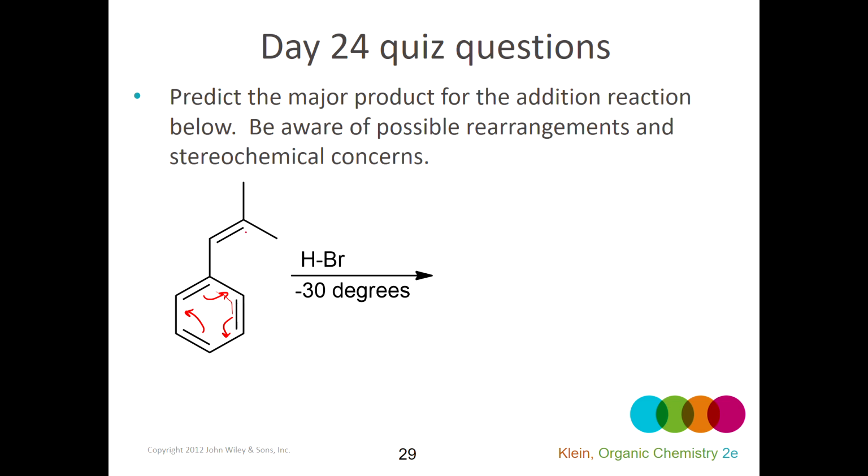I expect the alkene pi electrons to attack that proton in the first step of the mechanism. So that would give this intermediate.